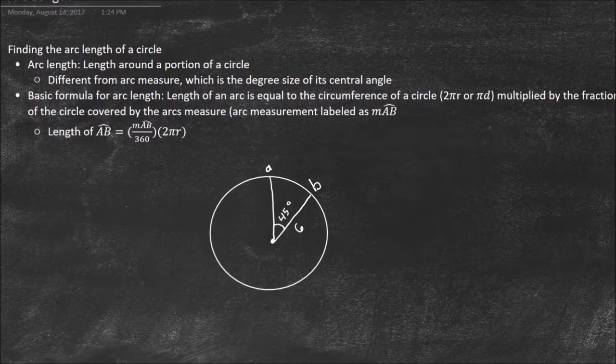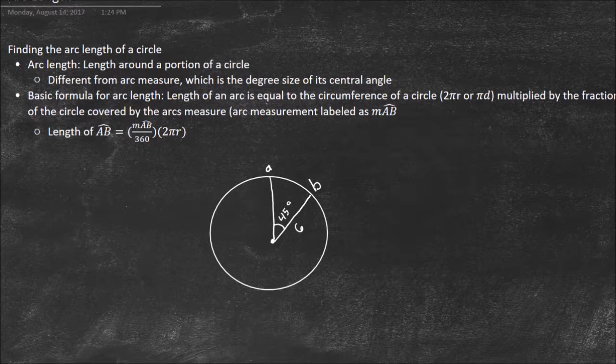And a key here is that it's different from arc measure, which is the degree size of its central angle. So here arc measure would be 45 degrees, but we're looking for arc length. So it's a little bit different. That can be confusing sometimes, but just know that it's a little bit different. So arc measure is an angle, arc length is a length.